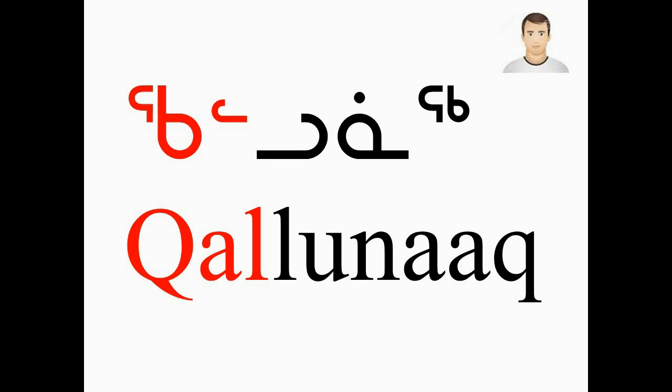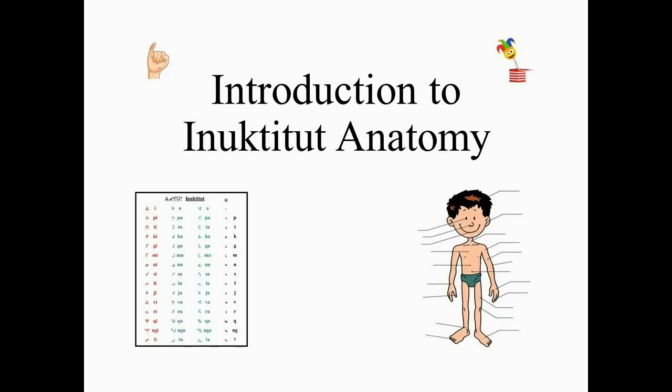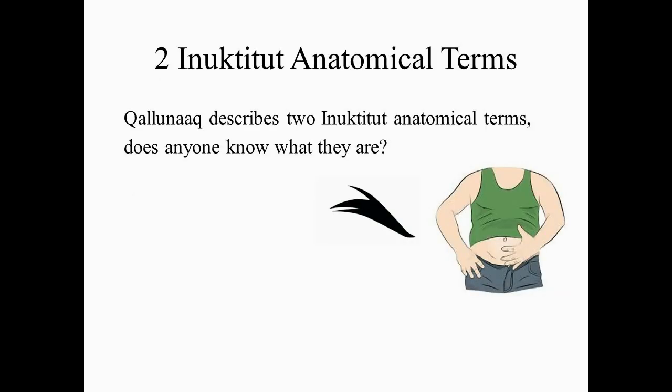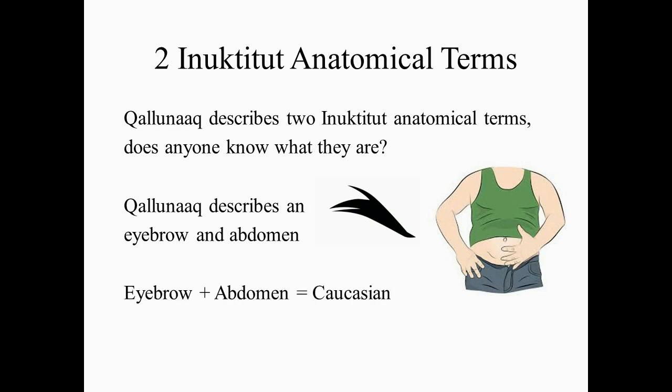Kal, lu, naq. Kallunaq. Kallunaq describes two Inuktitut anatomical terms. Does anyone know what they are? Yes, exactly. Kallunaq describes an eyebrow and an abdomen. An eyebrow plus abdomen equals Caucasian.